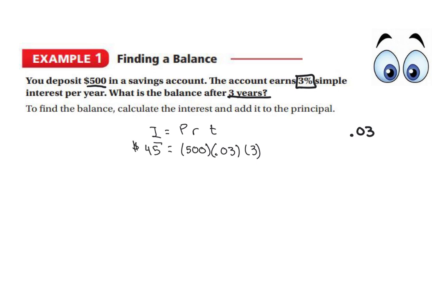So what this means is if you take $500 and put it in the bank, and your account earns 3% interest, in 3 years, you will make $45, which means altogether, you'll have $545 3 years later.